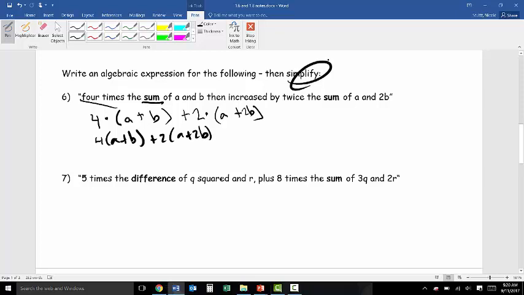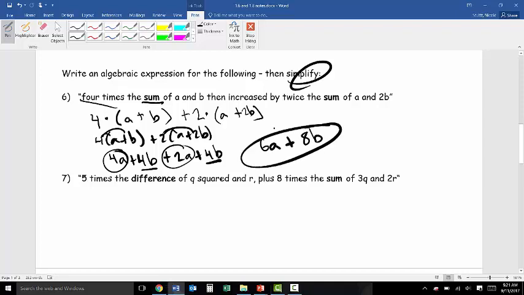And it says you're supposed to simplify, so we're going to go ahead and do that. And you're going to distribute. So my like terms are going to be 4B and 4B, and then 2A and 4A. So this is something that you're definitely going to see on a quiz or a test.